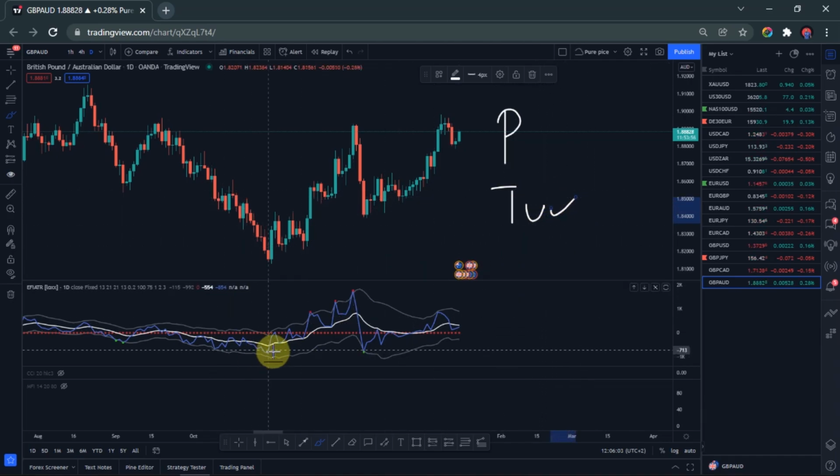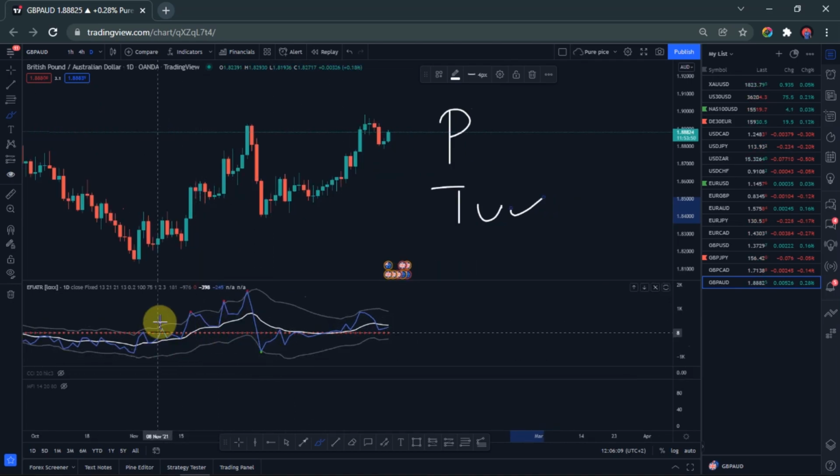So how do I interpret it? The blue line is the force index. And then the white one is a moving average. Don't pay much attention to the gray ones, I'm going to explain them. These red dots are the center line or the zero line. Usually when price is moving above the zero line, the red one, it basically means that the bulls are in power. And the same thing applies when price goes below the red line or the zero line. It means that the bears are in power.